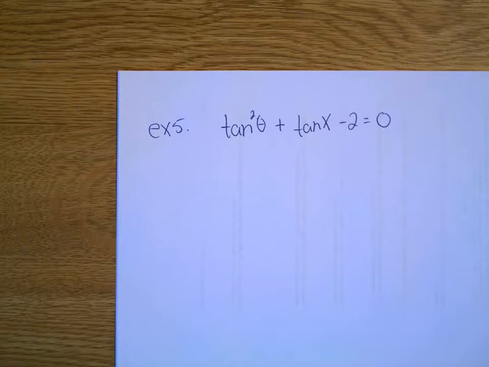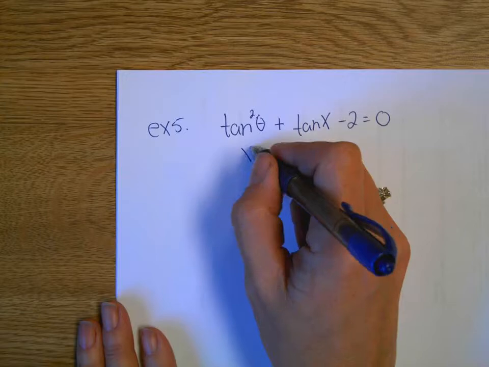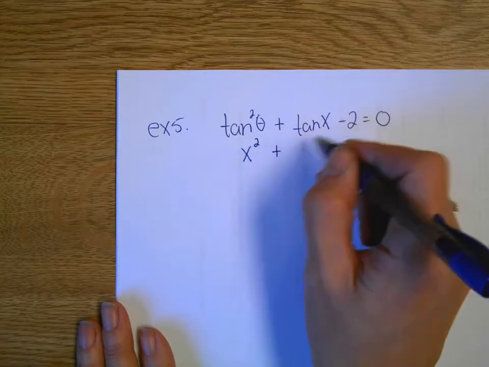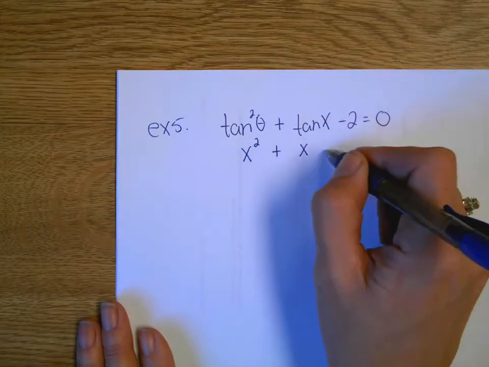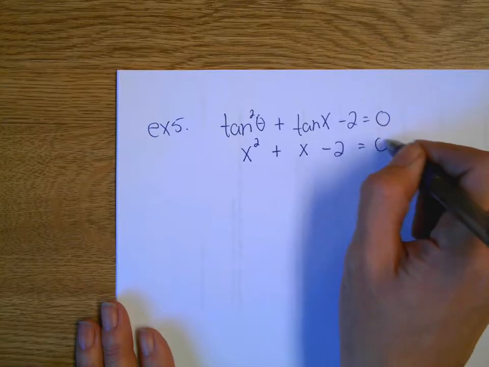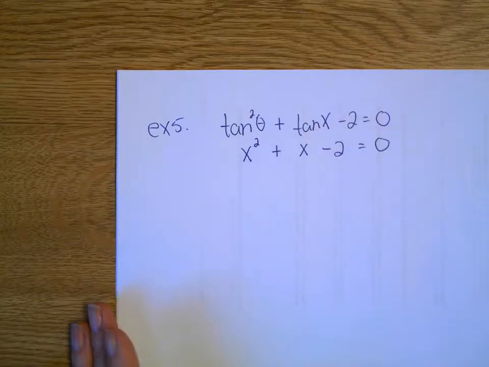What do you see this as? What kind of equation is it? Oh, it's Pythagorean identity. It's a quadratic equation. Close. See this as x squared plus x minus 2 equals 0. Do you see that as that quadratic equation where my x is tangent?